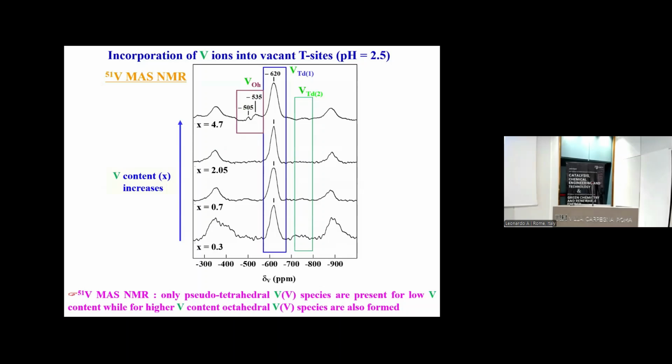By vanadium MAS NMR, we can also observe that when the content of vanadium is increased, we form not only mononuclear vanadium species, but also tetrahedral and octahedral vanadium species, which is represented here.